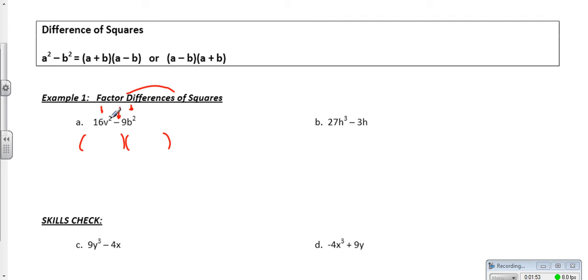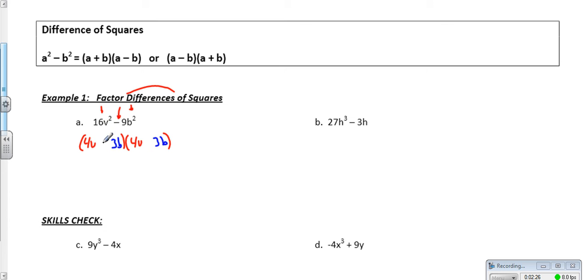So what is the square root of 16v squared? Well, the square root of 16 is 4, and the square root of v squared is v. And I put that first in each one. Again, if I FOIL 4v times 4v, I get 16v squared. The 9b squared, well, the square root of 9 is 3, and the square root of b squared is b. Again, I can check this because if I take 3b times 3b, I get 9b squared.